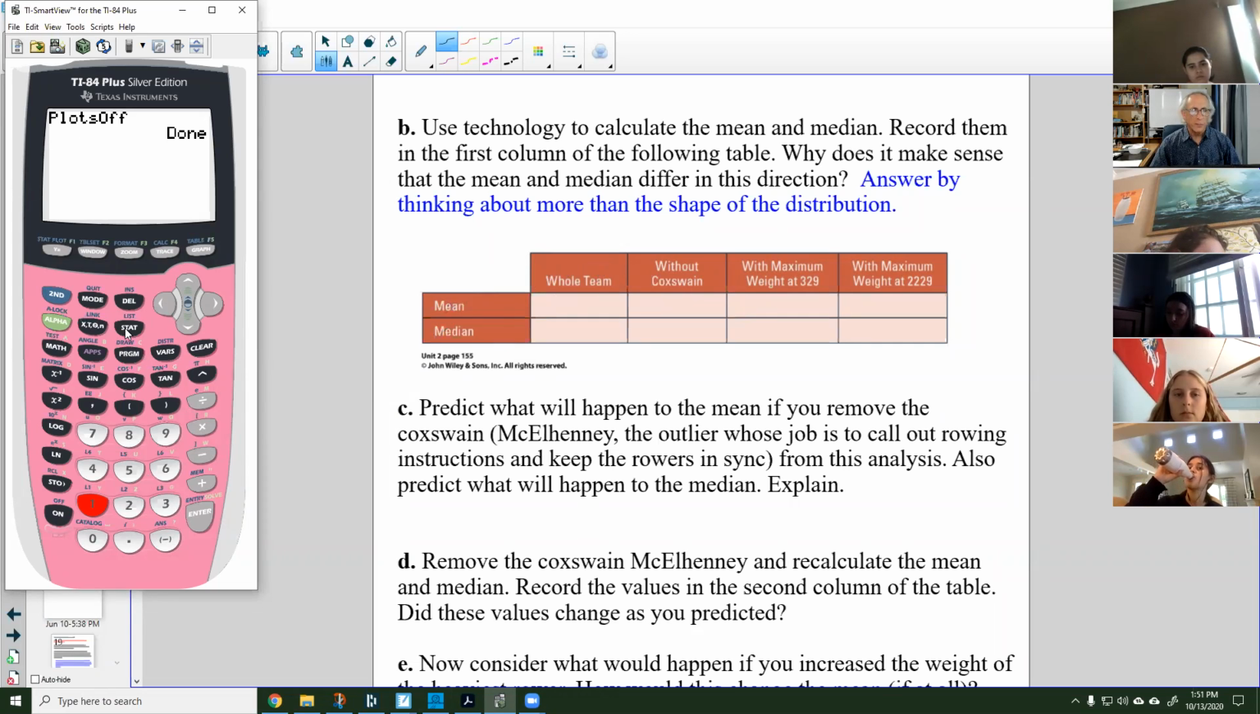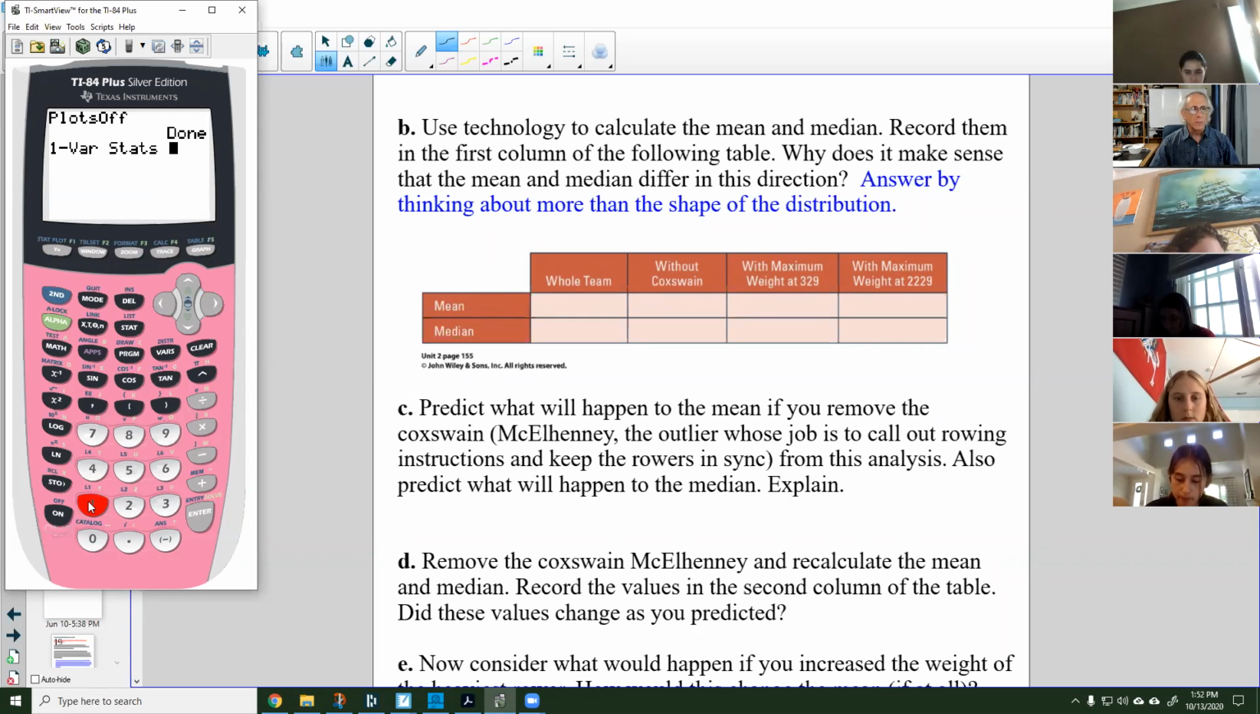So I press Stat. And then up on the top, I have this menu Calc. I want to scroll over to the Calc menu. I want to calculate some statistics. And I'm doing one variable statistic. So I'm going to press 1.